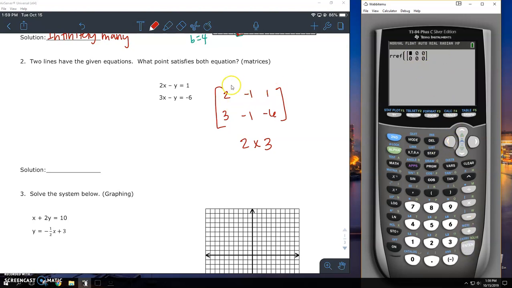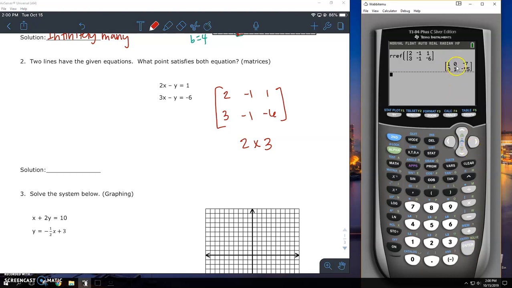And we're going to go ahead and type it in exactly how we wrote it. So 2, arrow over to, sorry, not 3, that should be a negative 1. And then arrow over to positive 1. And then I'm going down to the bottom and typing 3, negative 1, and negative 6. Okay, make sure that you use negative signs and not the subtraction sign. And then also double check to make sure that your matrix looks the same as what you typed in. So 2, negative 1, 1. 3, negative 1, negative 6. Okay, once you have that typed in, you're pressing enter.